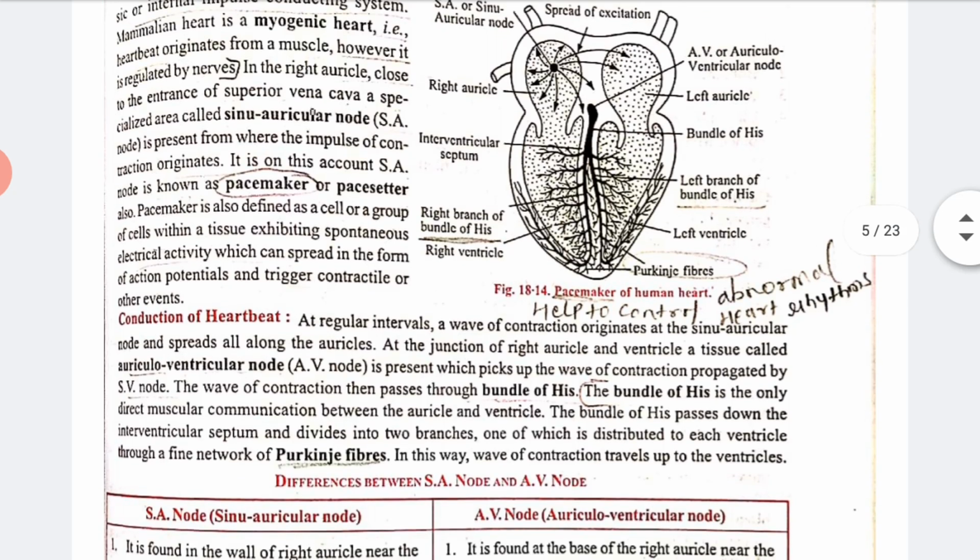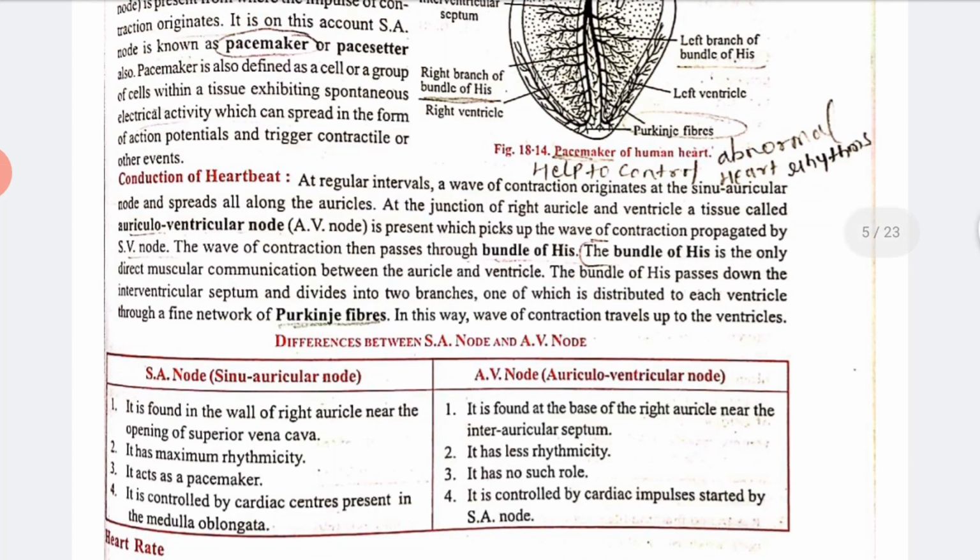Next we have conduction of the heartbeat. At regular intervals, a wave of contraction originates at the sinoauricular node and spreads all along the auricle. At the junction of the right auricle and ventricle, a tissue called the auriculoventricular node, that is the AV node, is present, which picks up the wave of contraction propagated by the SA node. Okay, and the wave of contraction then passes through the bundle of His.